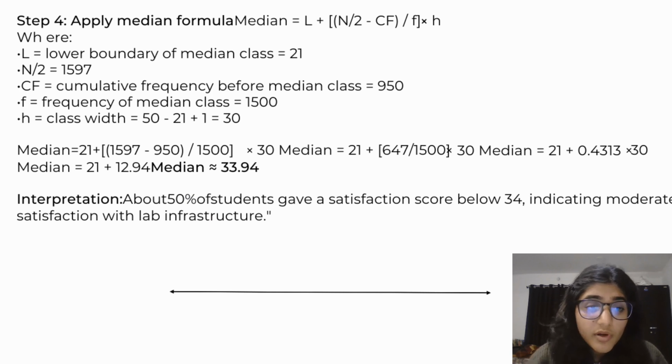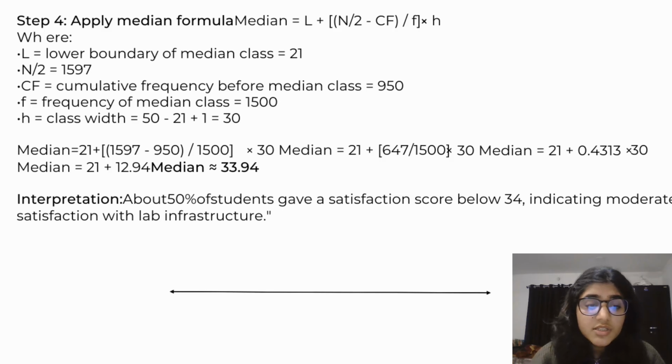So L is the lower boundary of the median class, that is 21. N by 2 is equal to 1597. Cumulative frequency before the median class is equal to 950. Frequency of the median class is equal to 1500. And h, that is class width, we have 50 minus 21 plus 1, which is equal to 30. So when we put the values in the median formula, we get median approximately equal to 33.94.